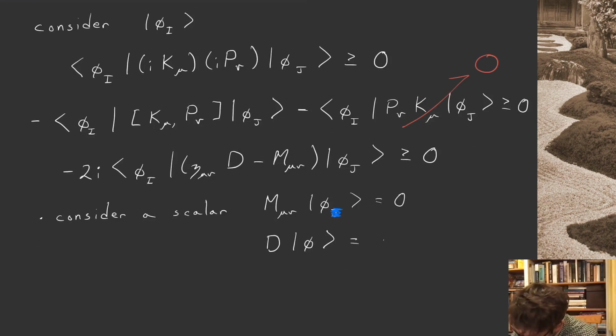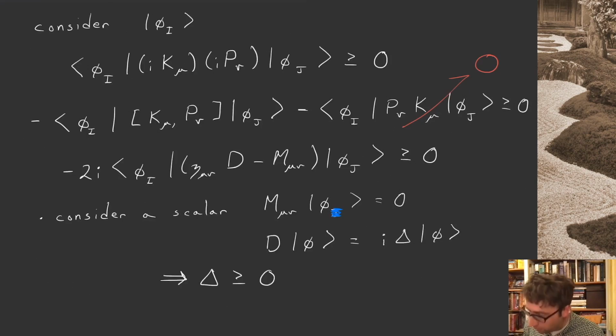And D acting on phi is going to give me I delta times phi, the weight of that primary state, whatever it may be. So D is the operator, and delta is this number, this c-number. So I plug that in to what goes above, and I'm going to learn that, assuming the inner product is positive, it should be reflection positive, I learn that delta is greater than or equal to 0. Great, so there's our first bound.